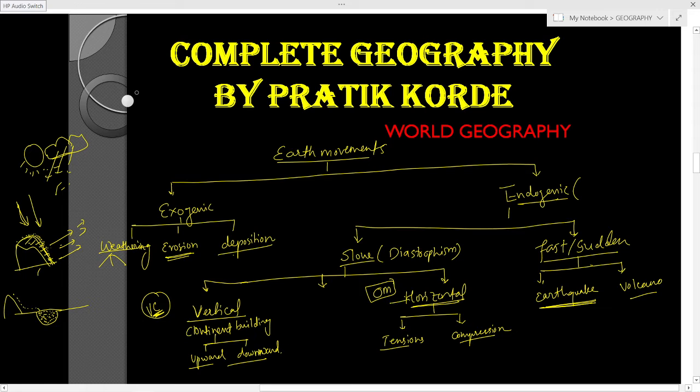Horizontal is also called orogenic, and for orogenic, O comes from here, and M comes for mountain building. Here is continental building. It is also called epirogeny.